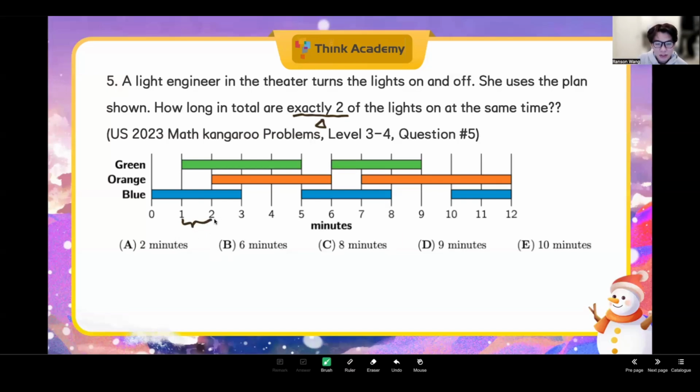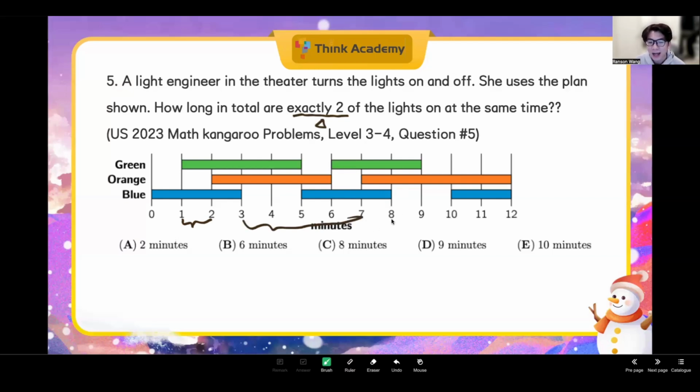What about 2 to 3? At this time, all three lights are on, so that's not the period of time we're looking for. Now 3 to 4 and 4 to 5, both green and orange are on, and 5 to 6, both orange and blue are on, and 6 to 7, both green and blue are on. Until 7 to 8, all three lights are on, so that's not what we're looking for. So it's from 3 to 7.